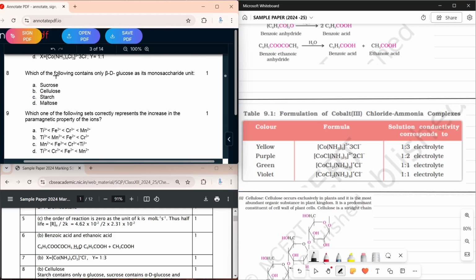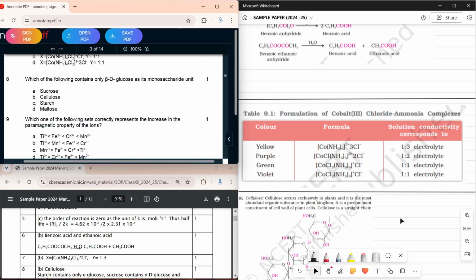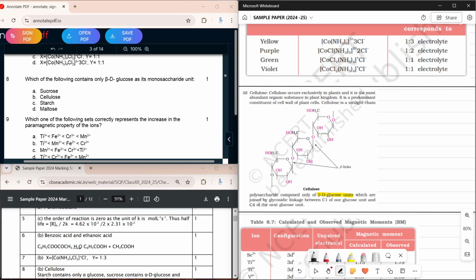Okay, the next question. Which of the following contains only beta glucose as its monosaccharide unit? Now, this is from the chapter Biomolecules. And basically, cellulose is the one which is only composed of beta glucose units. The remaining are not, and I just chose to include the cellulose.